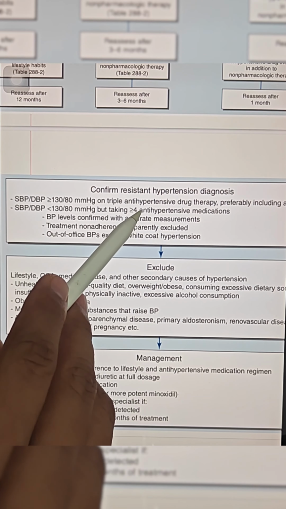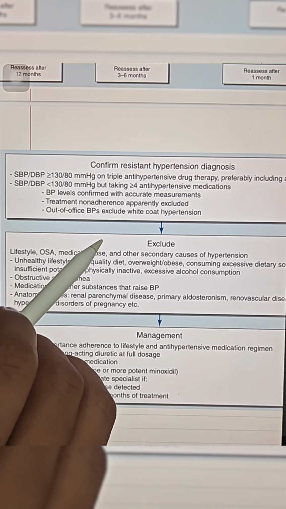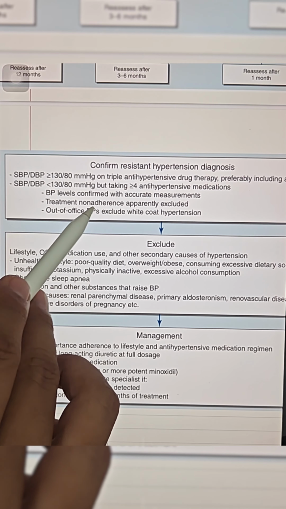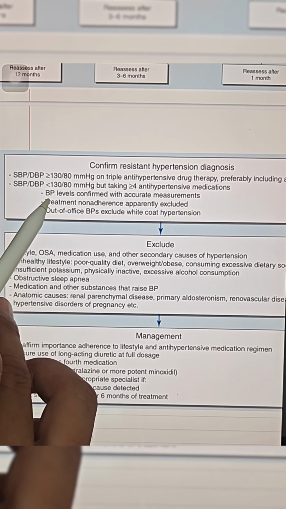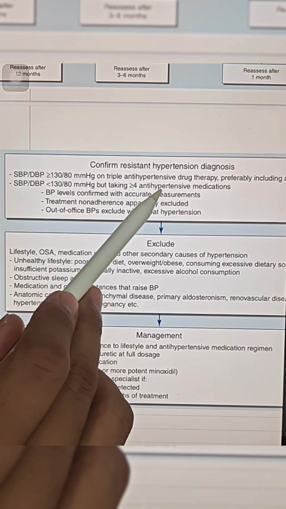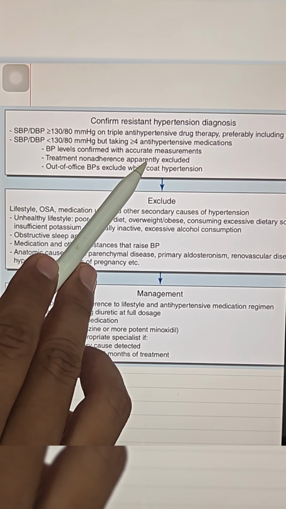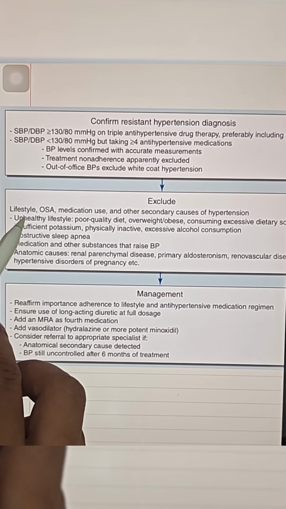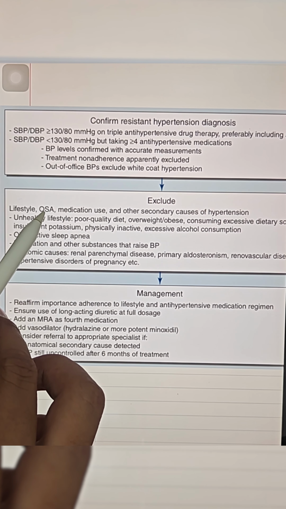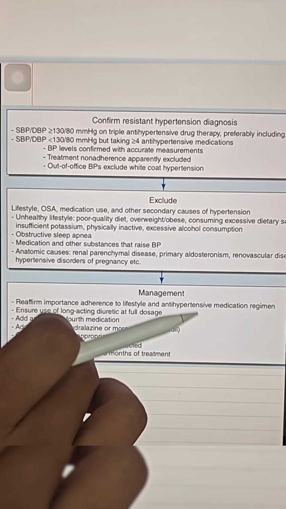To diagnose this condition, we have to rule out white coat hypertension, then treatment adherence, whether the patient is taking his medicines regularly or not, and also accurate BP levels with accurate measurements. So we have diagnosed resistant hypertension, but we have to exclude some conditions such as the patient's lifestyle, OSA, that is a secondary cause, medication use, and other secondary causes of hypertension.